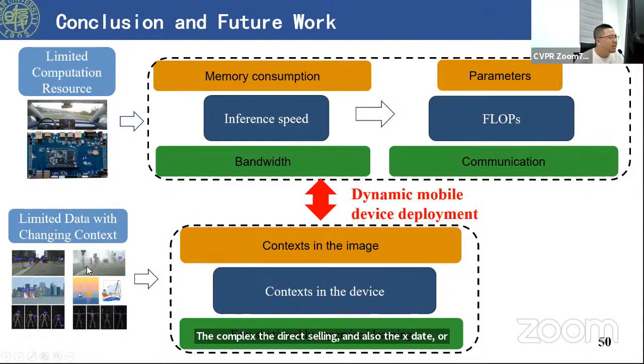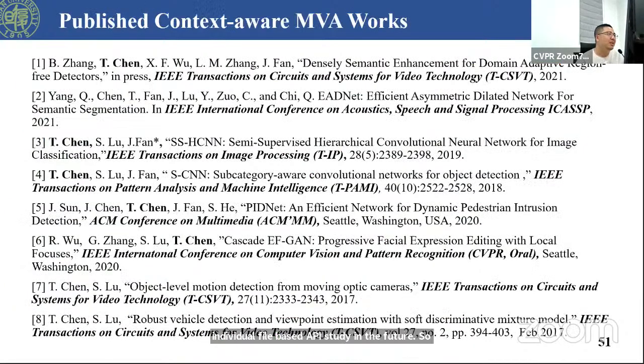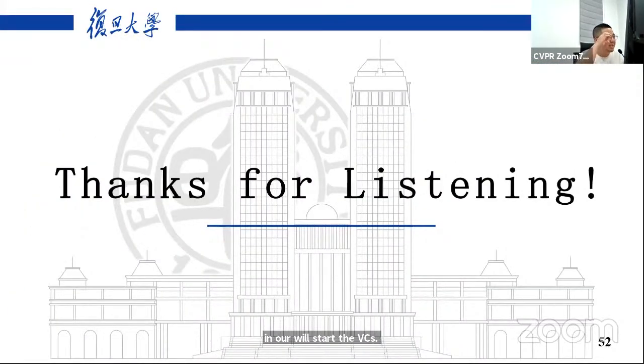And finally is considering the limited data captured by the mobile device. We need to incorporate few-shot and weakly supervised learning into this kind of contextual learning process. So I think that these factors should be considered in mobile-based AI study in the future. So these are the published works on context-aware analysis in our study this year, and this is my presentation. Thank you. That's all.